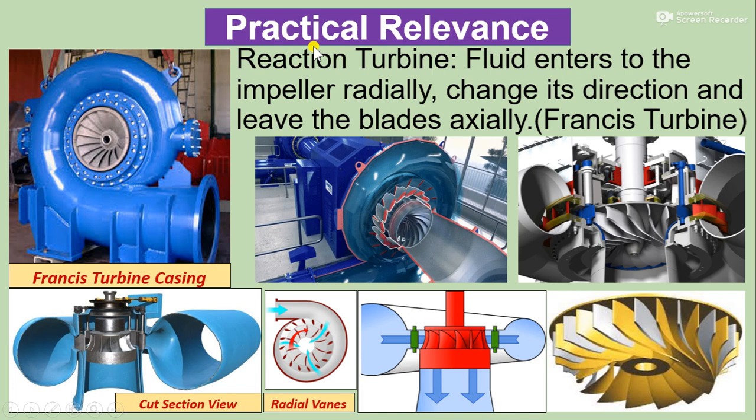Let us see the practical relevance of radial curved vanes. Radial curved vanes are used in a reaction turbine. Here you can see fluid is entering the impeller radially. This part is called the runner, which consists of a number of vanes which are mounted in a series on a wheel.